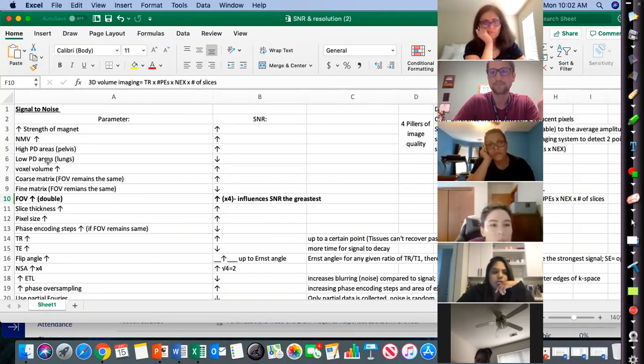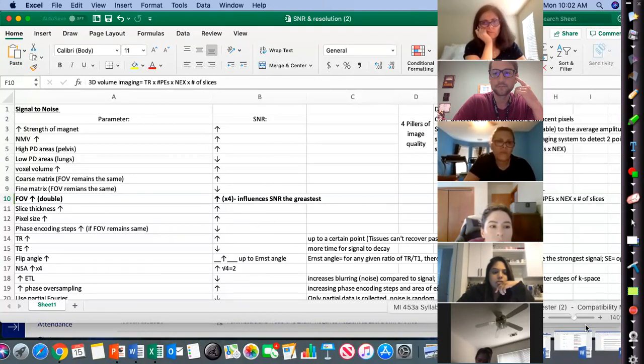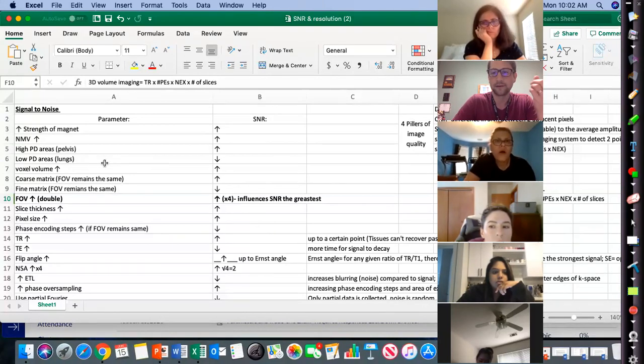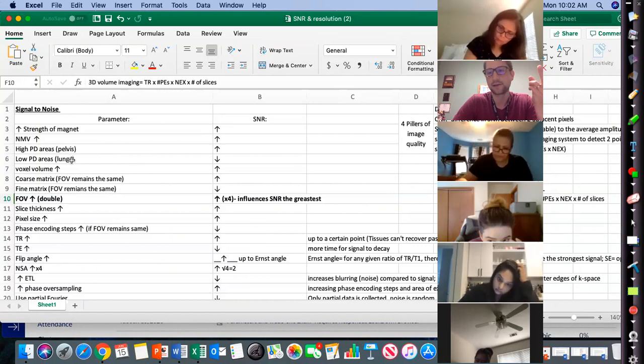like the lungs. Or what are some other areas that have low proton density? Cortical bone. Cortical bone, lungs, tendons, ligaments. So put that off to the sides. Not only lungs, but tendons, ligaments, cortical bone, anywhere there's metal.